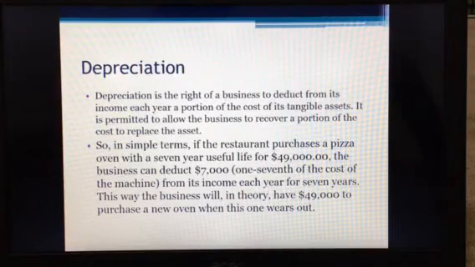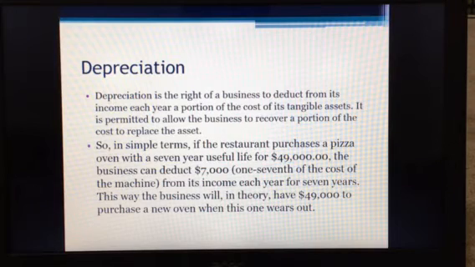Now we will talk about depreciation. The definition of depreciation is the right of the business to deduct from its income each year a portion of the cost of its tangible assets. It is permitted to allow the business to recover a portion of the cost of replacing the asset.